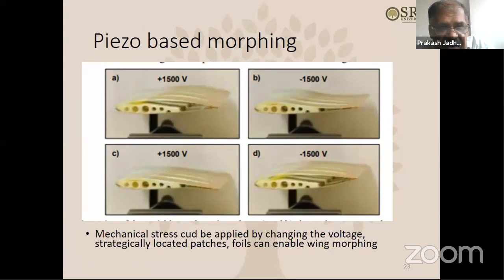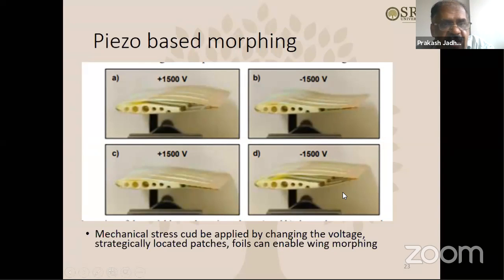As you can see, if the voltage is varied from plus 1500 to minus 1500, you can see the change in shape. Similarly, at the bottom also, if you see the voltage level from 1500 to minus 1500, you can see the change of shape. So mechanical stress applied by changing the voltage strategically on strategically located patches or foils can enable wing morphing. Of course, this can be used for some simple applications, but not for the fan blade in an aircraft engine, which is very tough.